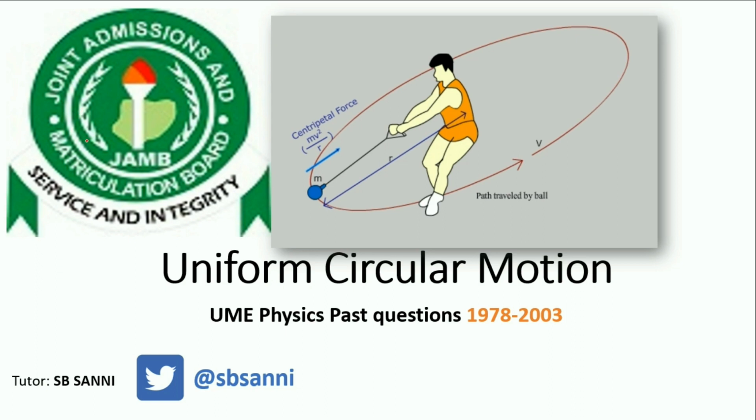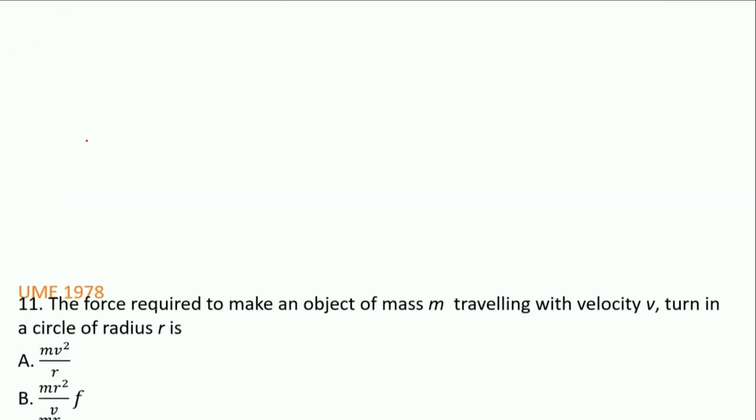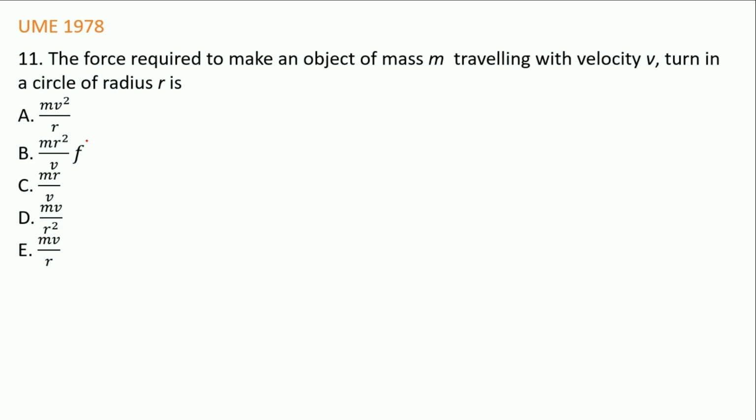Uniform circular motion, UME physics past questions 1978 to 2003. So let's jump right in. We've got UME 1978 question number 11.